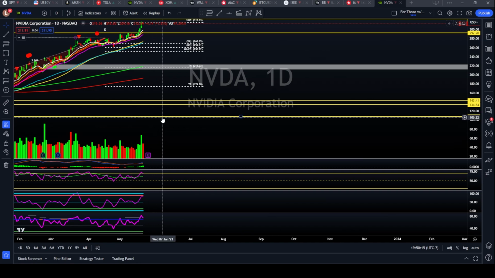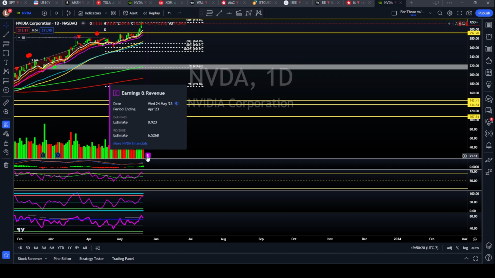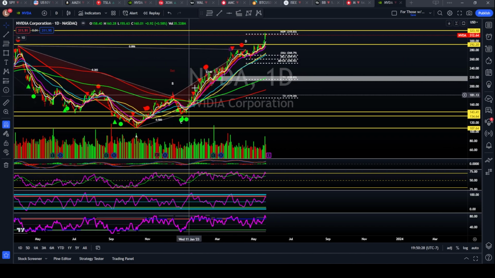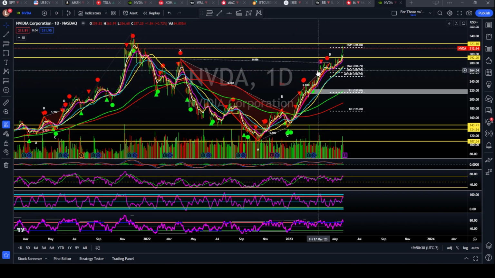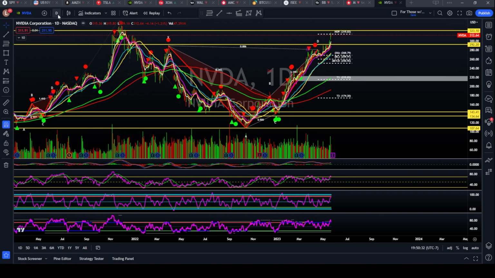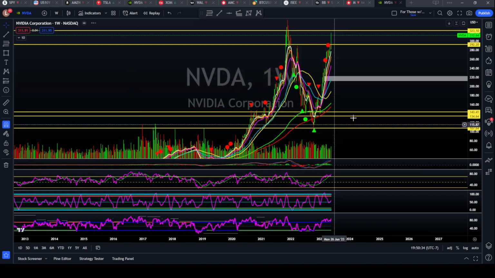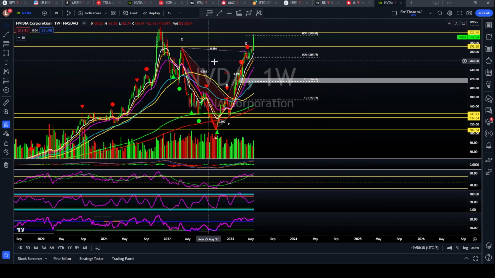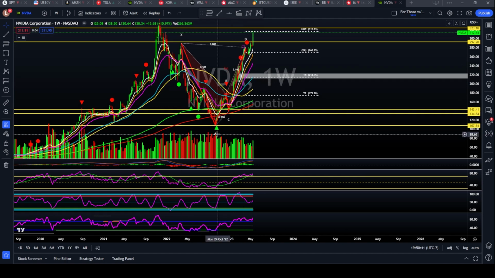Obviously, a big important thing to note is that they do have earnings this week. They have earnings on Wednesday after the bell. So could this have been a potentially priced-in movement? Who knows, but it's definitely going to be fun to see what's going to happen with earnings. NVIDIA just has been on a crazy run.